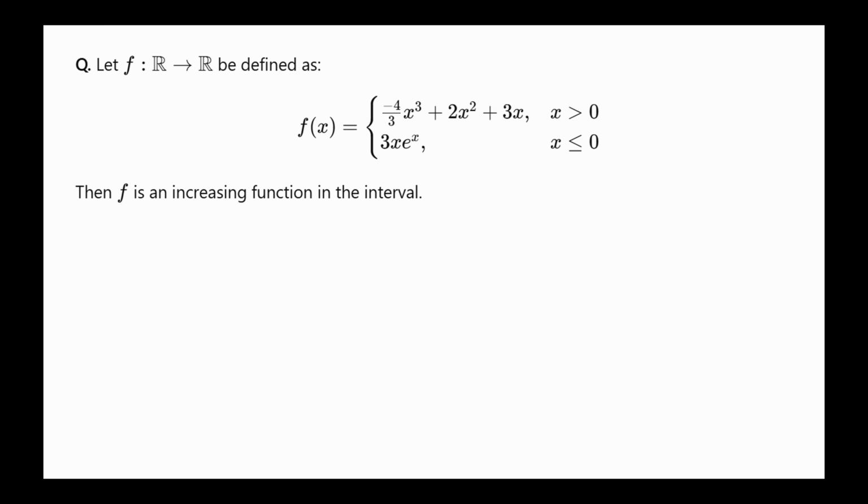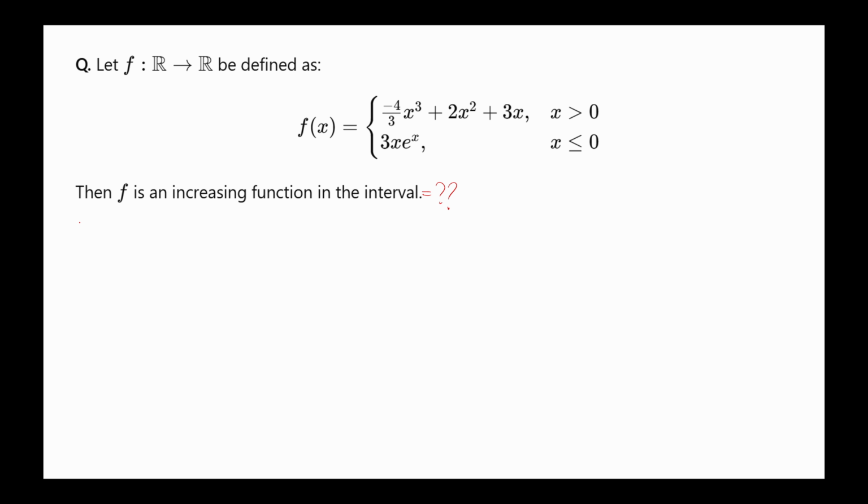Now let us look at this question. For f from R to R, we define it as this. For x greater than 0, our function is defined in this format. For x less than or equal to 0, our function is defined in this format. Then f is increasing in the interval. So we have to find the interval in which f of x is increasing.